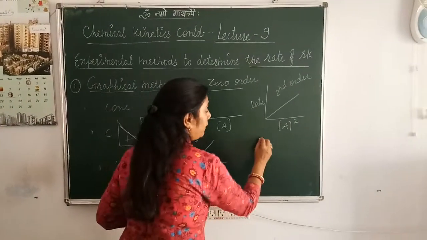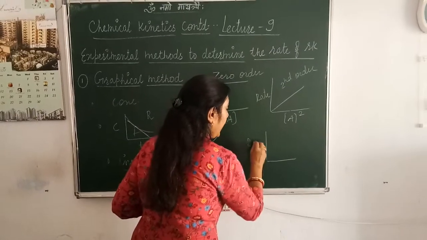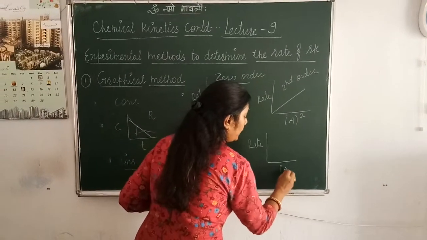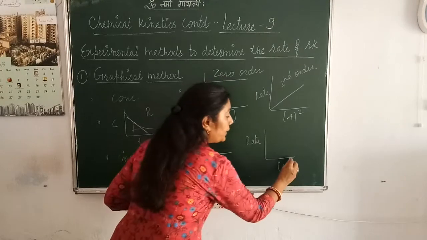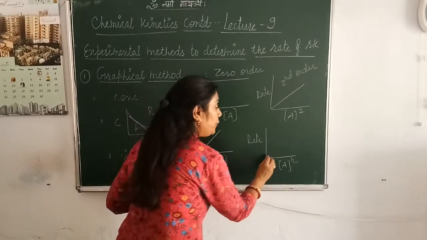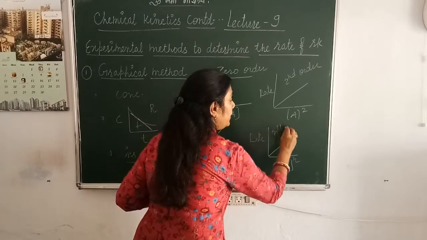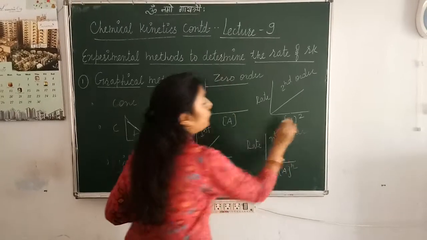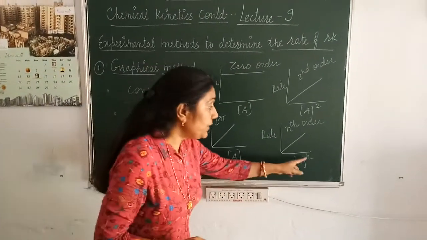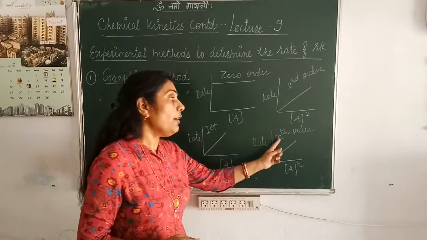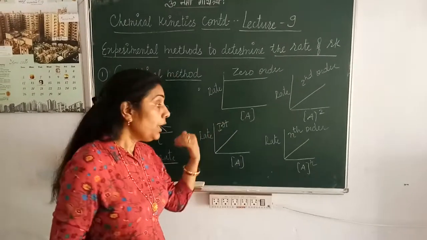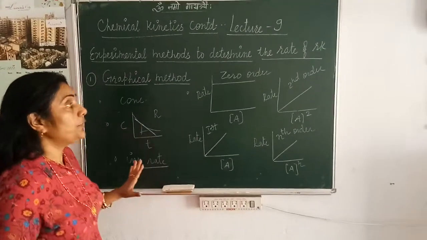A to the power half and a straight line, the reaction will be half order. So in general, rate versus concentration to the power n, and you get a straight line, then the reaction will be nth order, where n represents the power. So if it is half, half order, 3 by 2, 3 by 2 order, second order, and so on.